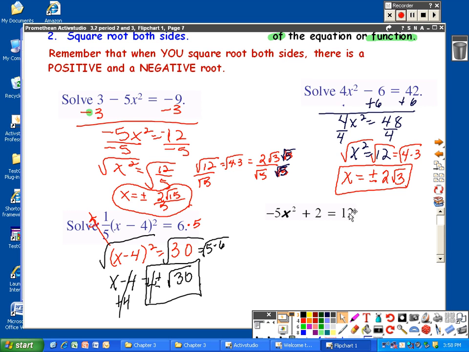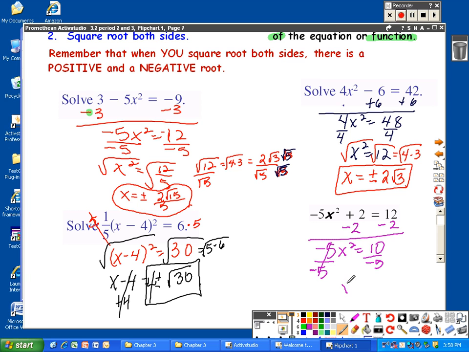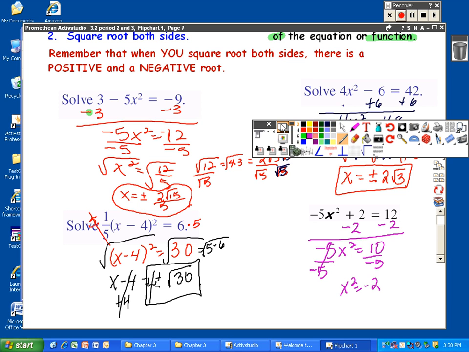On the next one, negative 5x squared plus 2 equals 12. First we would subtract 2. Negative 5x squared equals 10. Divide by negative 5. And x squared equals negative 2. Square root. Can't square root a negative, so no solution.